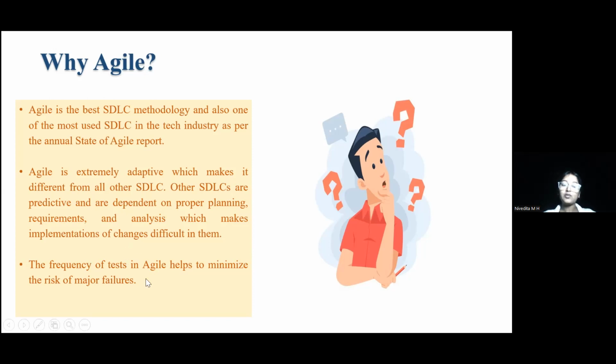The frequency of tests in agile helps to minimize the risk of major failure also. So let's take an example here. We all know what downtime is. It happens, for example, with the Yono SBI account, though it happens with a larger number of applications. But I'm taking an example of this. When we try to log in, it will show some server error. So for a long time, we will not be able to use it.